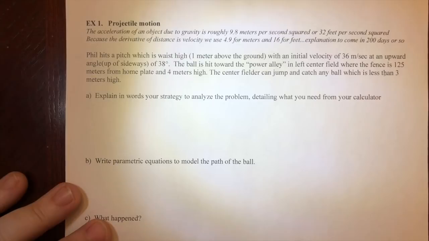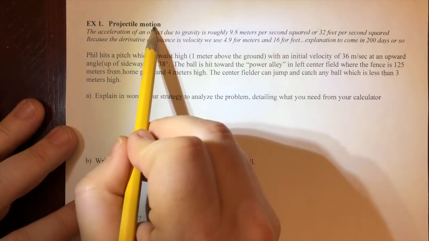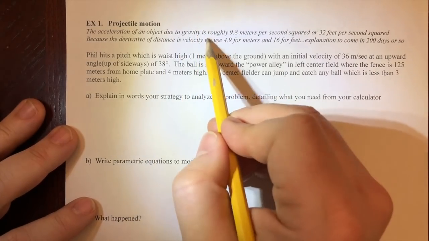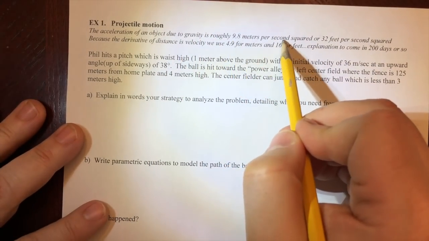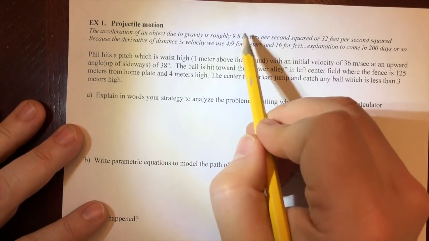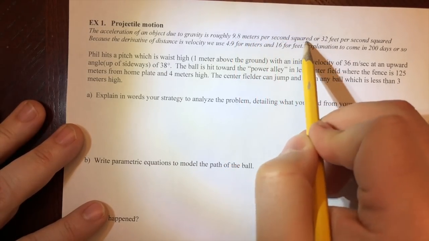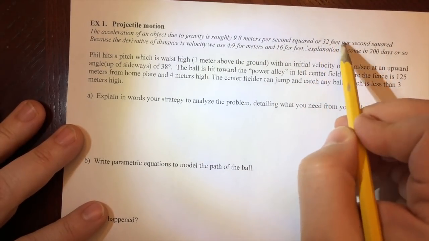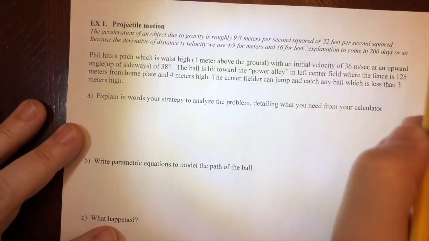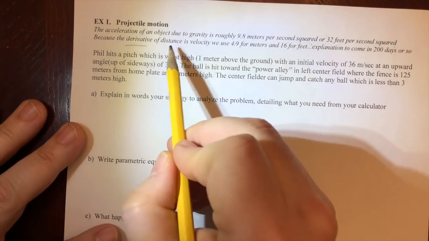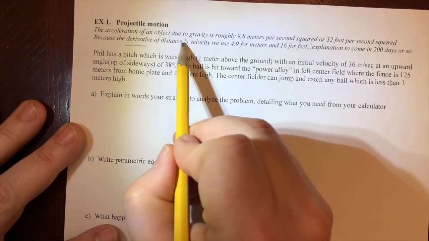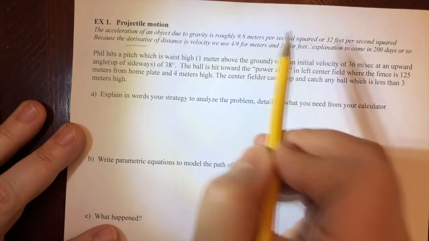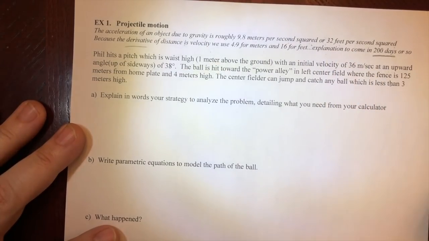All right, so on the back, we have projectile motion. It says the acceleration of an object due to gravity on Earth is roughly 9.8 meters per second squared, which means you gain 9.8 meters per second, or 32 feet per second squared, which means if you're in feet, you gain 32 feet per second. Because the derivative, new word, of distance or displacement, no, it's distance, is velocity, we use 4.9 for meters. Explanation to come in about 200 days.